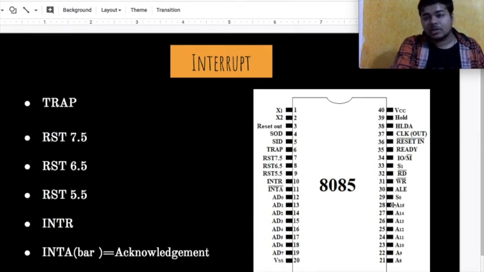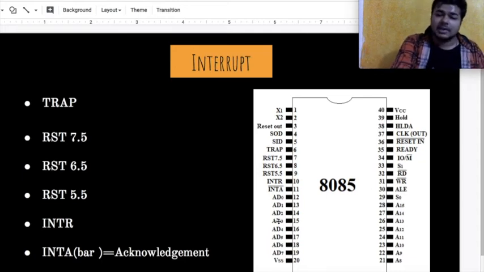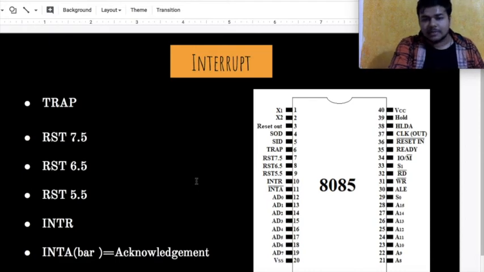When we need to transfer our address, we use these 8 and these 8 together to transfer a 16-bit address. And when we need to transfer data, then only these 8 are used, and what they are carrying is decided by this ALE. When this is high, it means AD0 to AD7 is carrying address. When it is low, it means AD0 to AD7 is carrying data.